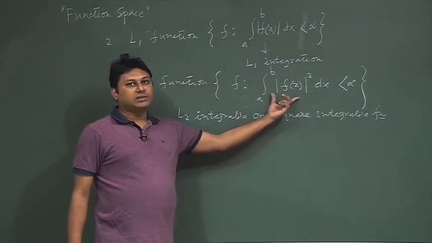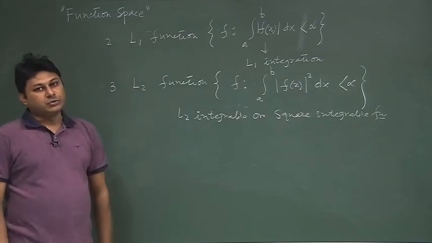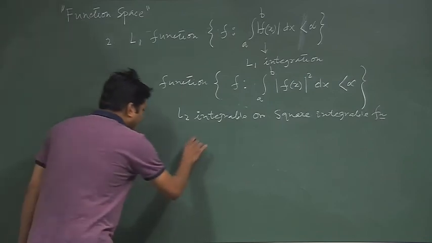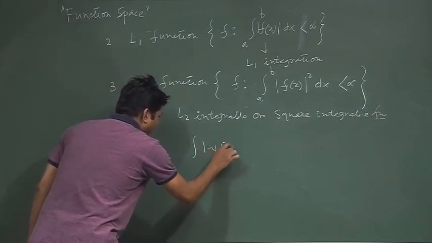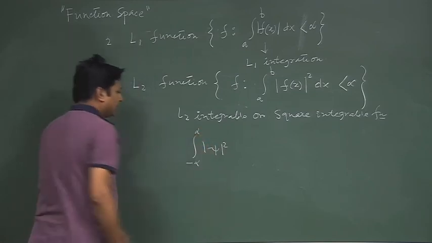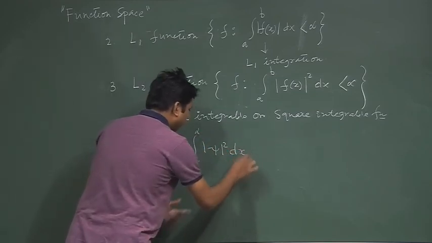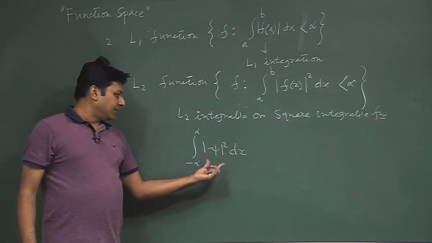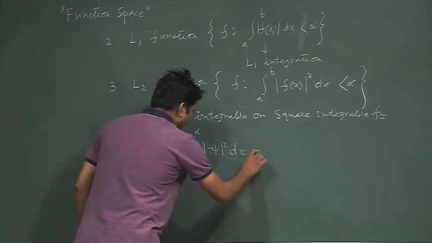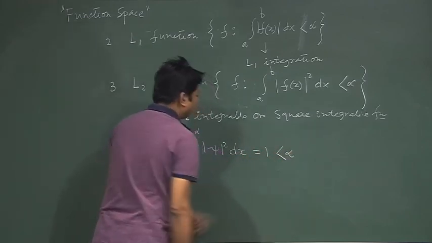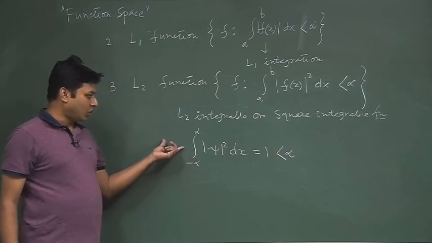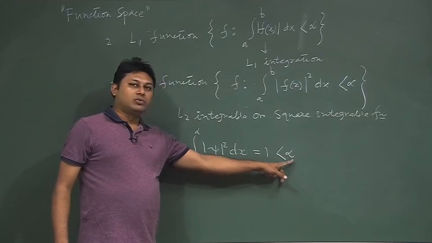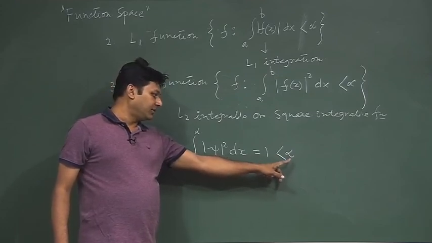This square integrable function has a huge implication in quantum mechanics. You should always correlate these things to quantum mechanics, because in quantum mechanics we know that the integral of mod psi squared from minus infinity to infinity, dx in 1D, gives us the total probability. If this is normalized, then this value has to be 1, which is less than infinity, or finite. If it is not normalized, I need to put a value N here. Again, this N should be less than infinity. That means it is a finite quantity.